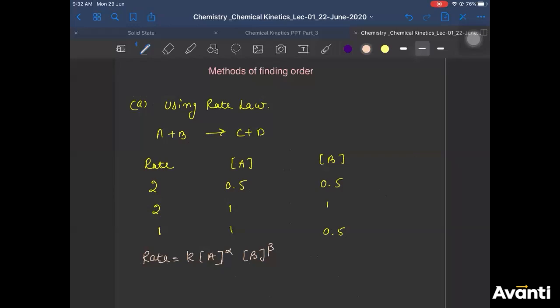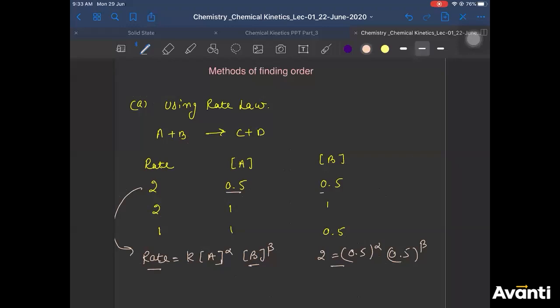What are the equations you can be making here? The two equations you'll be making here are, or three in fact rather. When your rate is 2, your A concentration is 0.5. So you'll write 2 equals 0.5 power alpha, and B concentration is 0.5 again, 0.5 power beta.